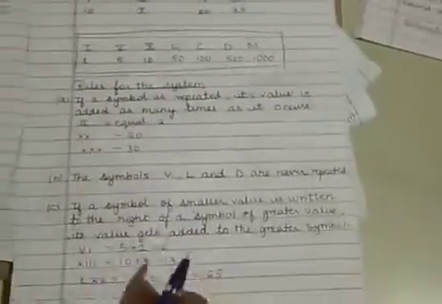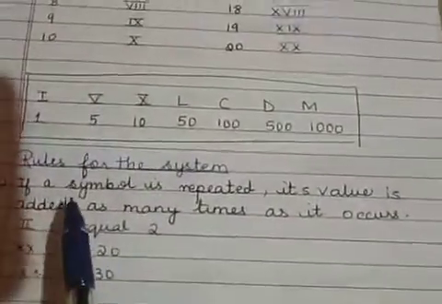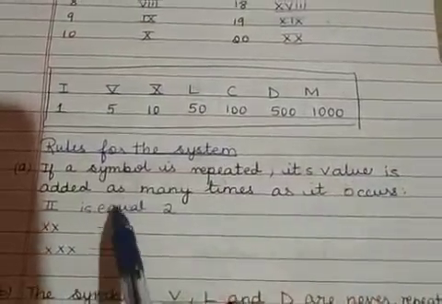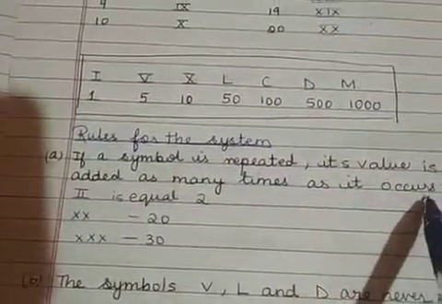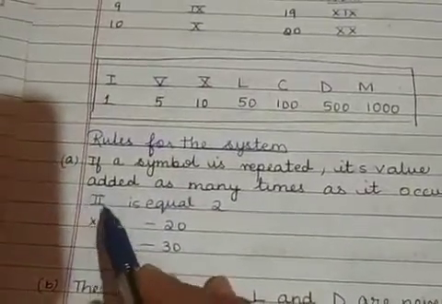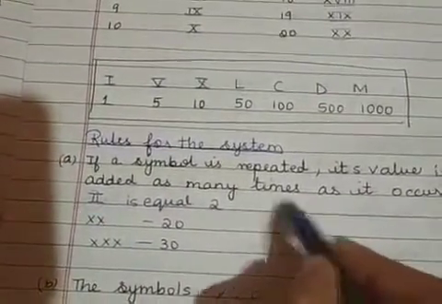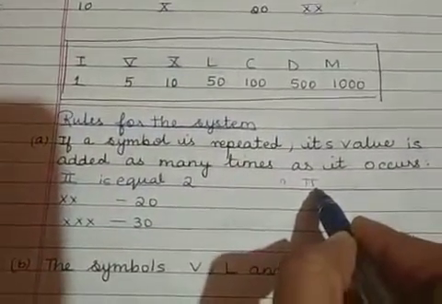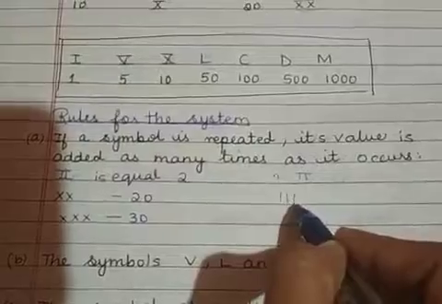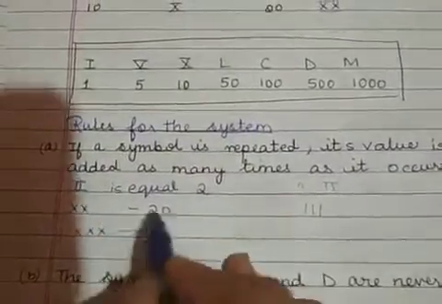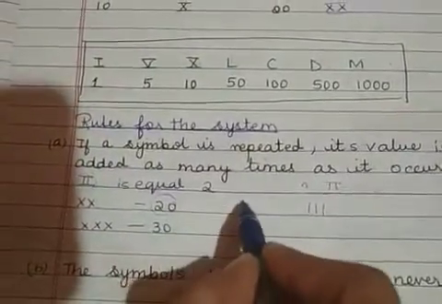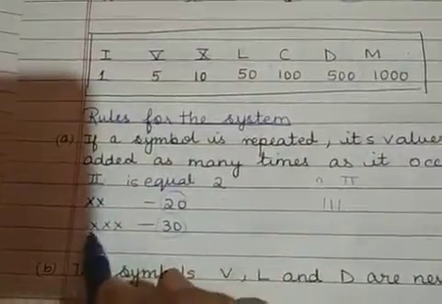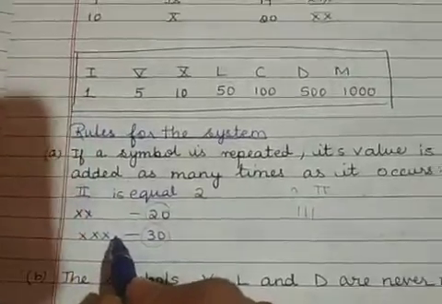Now let us see some rules for writing these numbers. If a symbol is repeated, its value is added as many times as it occurs. So if you want to write 2, it is 1 plus 1, right? So you write it as 1, 1. Similarly, if you want to write 3, it will be 1, 1, 1, and so on. If you want to write 20, it is 10 plus 10, so you write the symbol for 10 two times. 30 is written as 10 plus 10 plus 10.